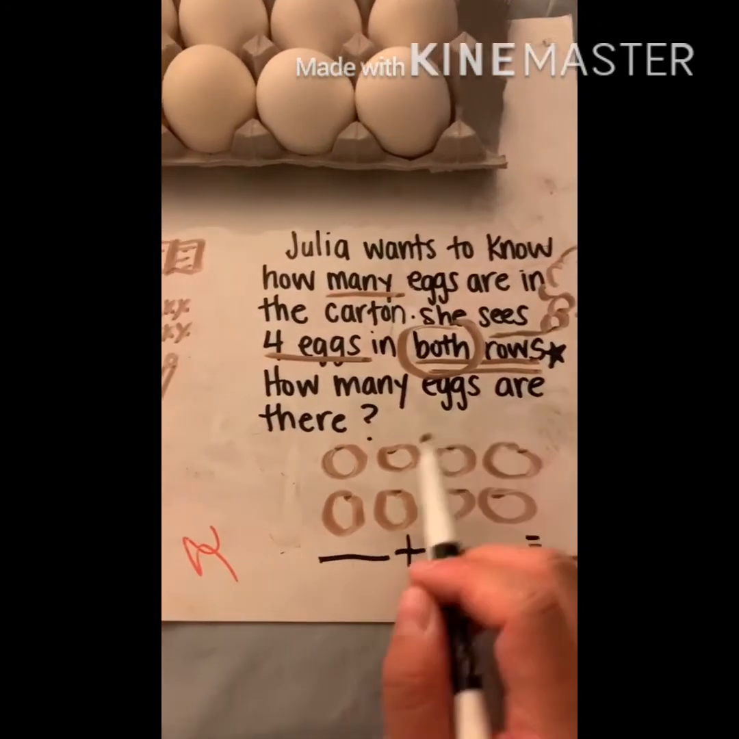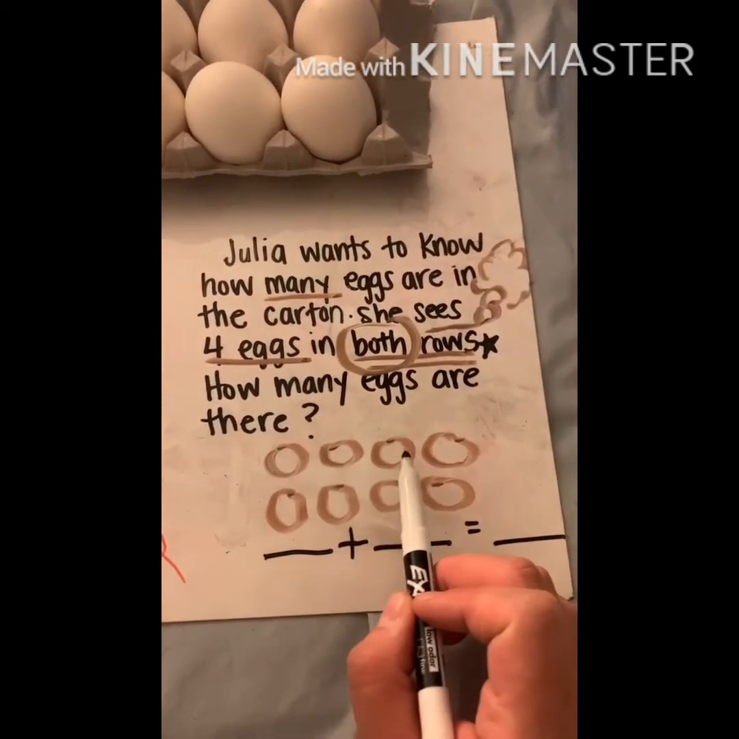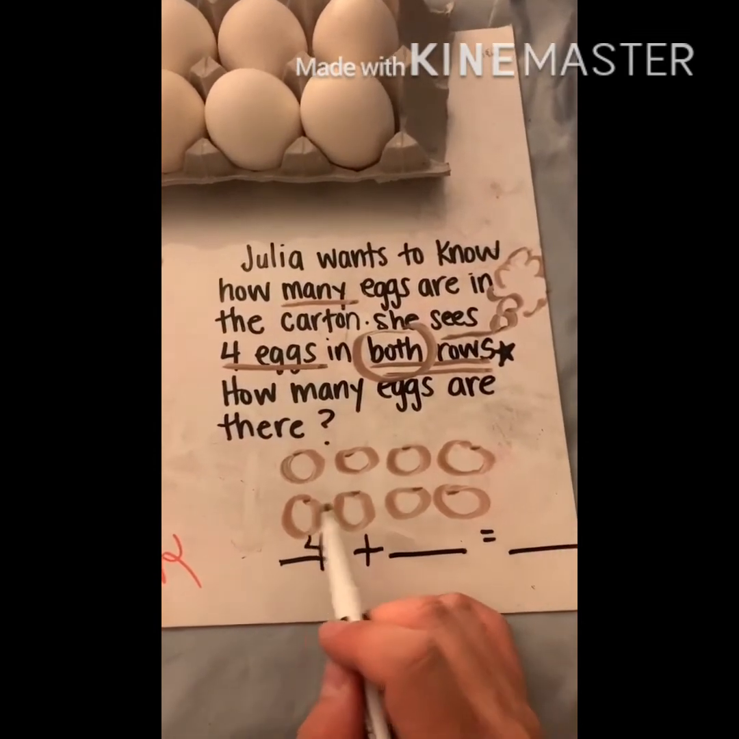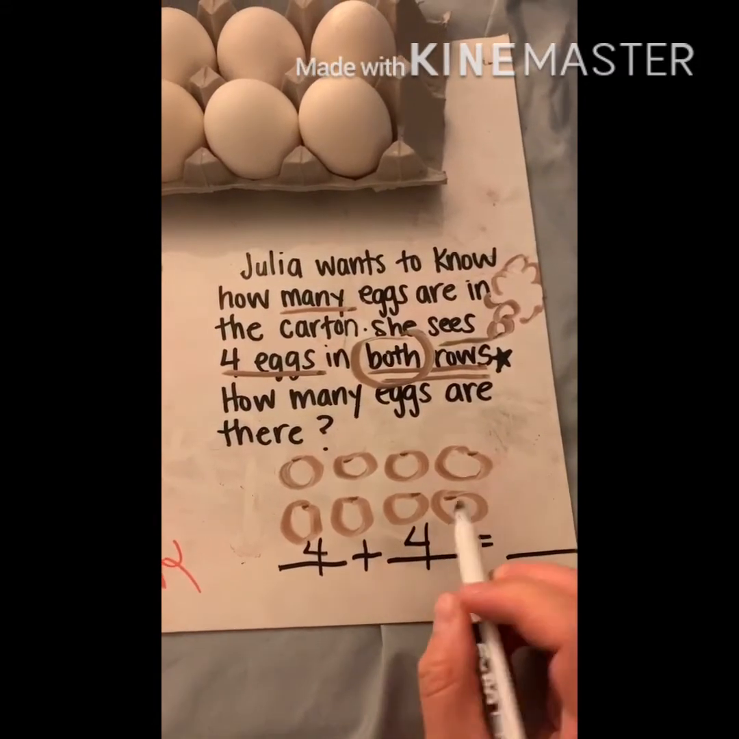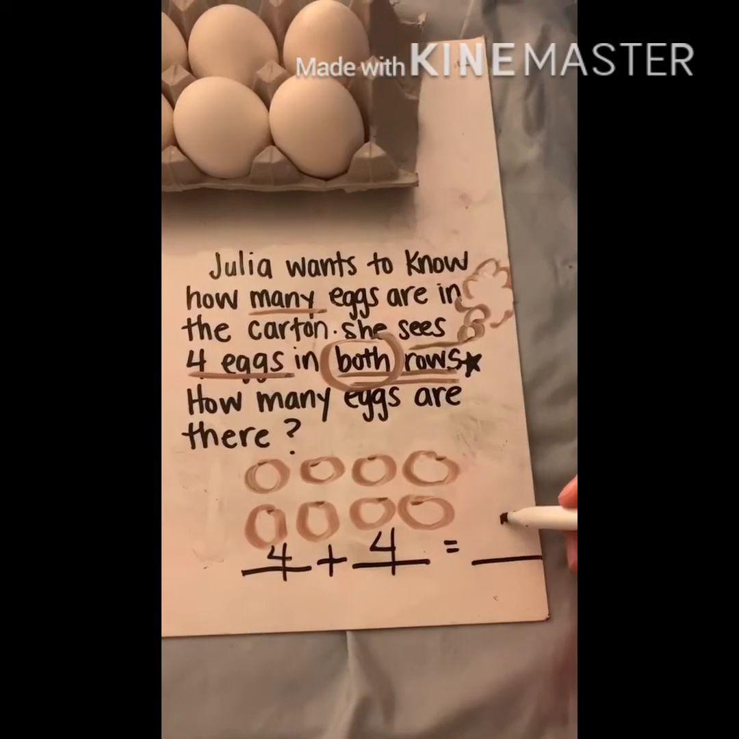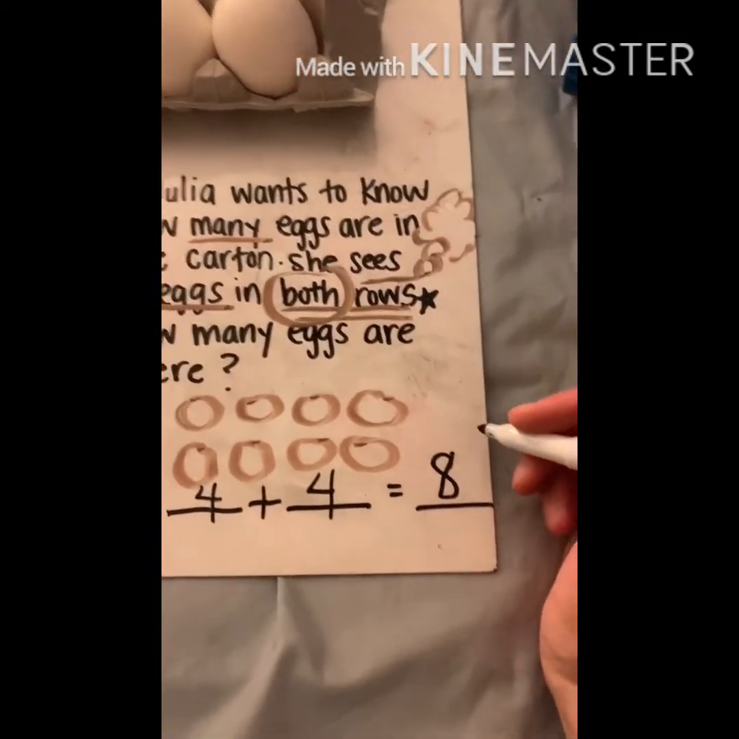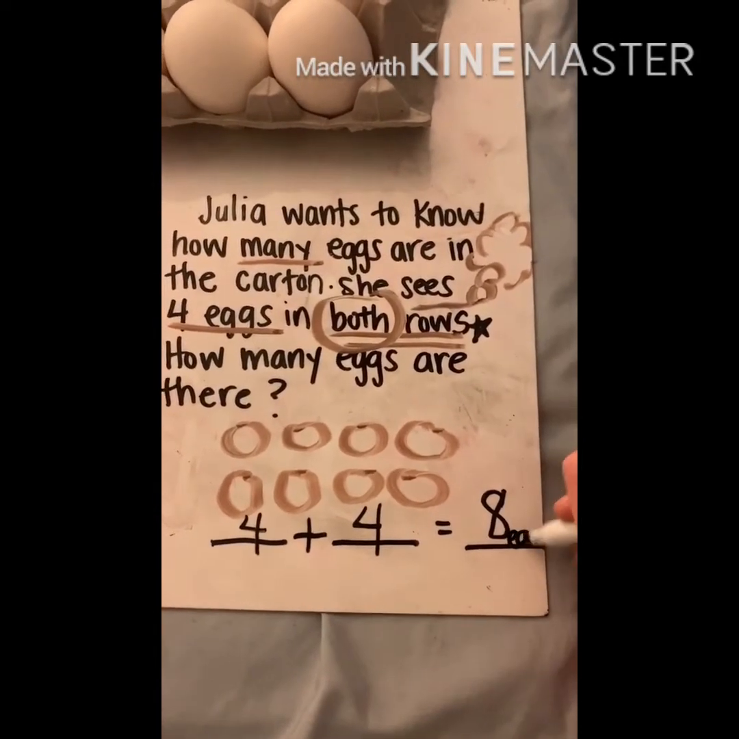Now, how many eggs did we have in one row? 1, 2, 3, 4. And in the second row, we had 1, 2, 3, 4. So 4 plus 4 gives me 8. 8 what though? Remember, when we're writing, we need to label. 8 eggs.